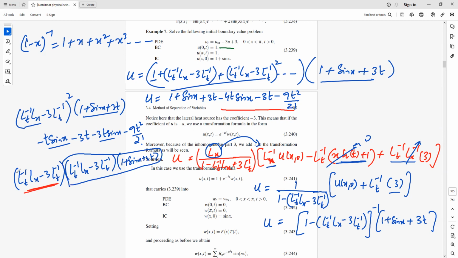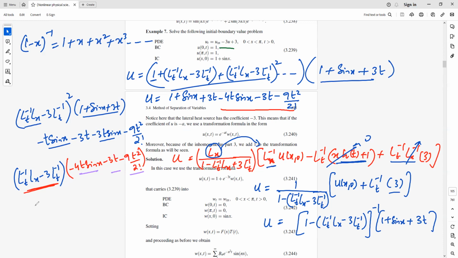Therefore we can write here this one, negative 4t sine x minus 3t minus 9t squared over 2 factorial. Since this is 3t and this is negative 3t, these are going to be cancelled, but on the later stages we are going to do it. So now apply LT inverse Lx. When Lx is applied on this function, we already know that these two terms will vanish, therefore only this term will be differentiated twice with respect to x.